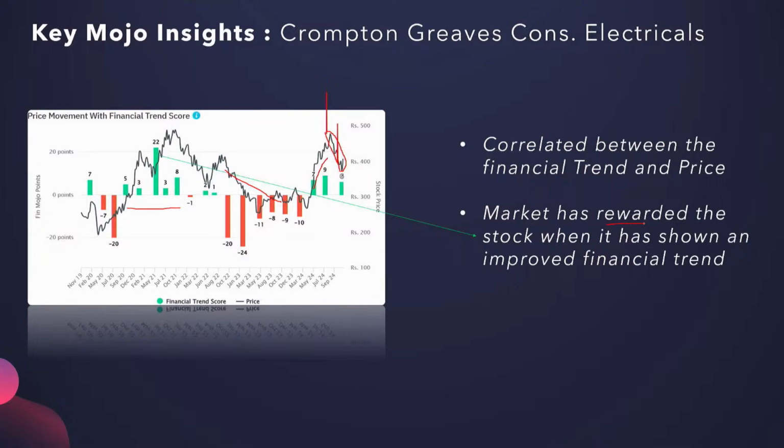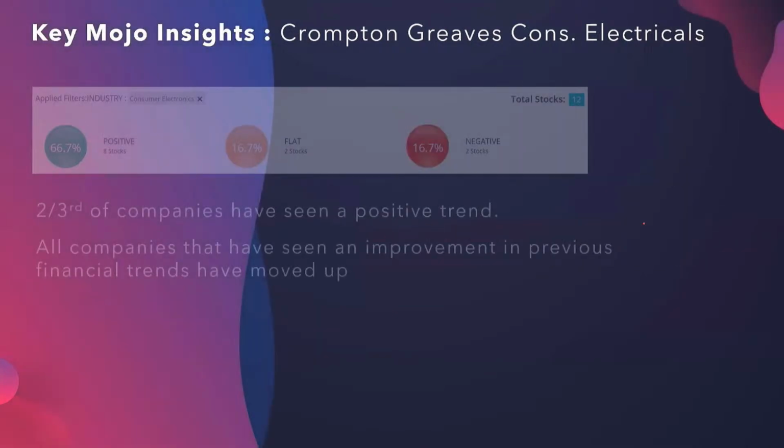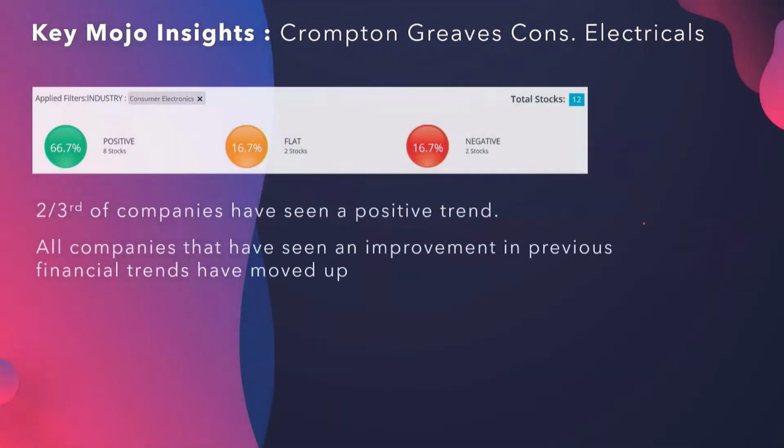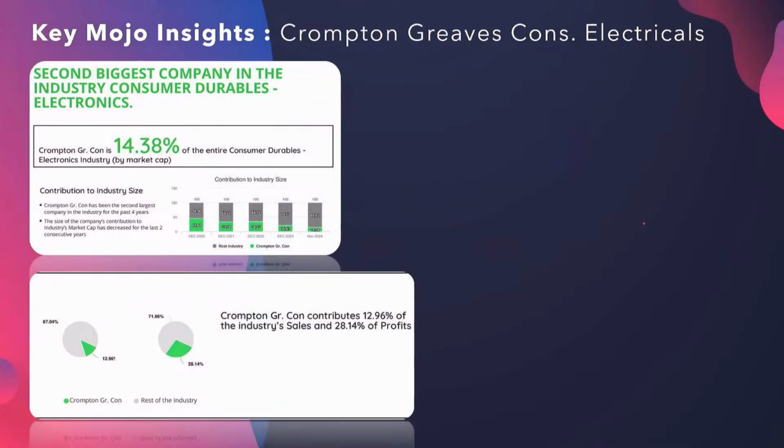Another small insight which I have removed over here is that in this particular sector of consumer electronics we're talking about, 2/3 of the companies have seen a positive trend. Okay. And it's the second biggest company in the durable sector over here. Okay, you can see 14.38% of the market cap is with this competitive consumer.